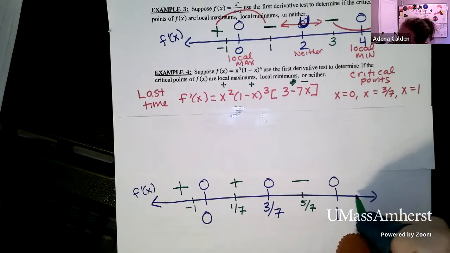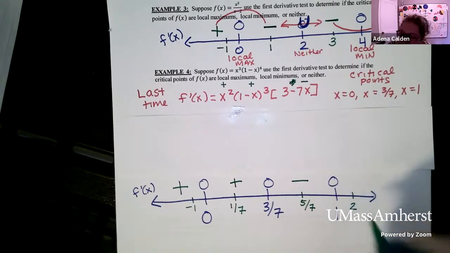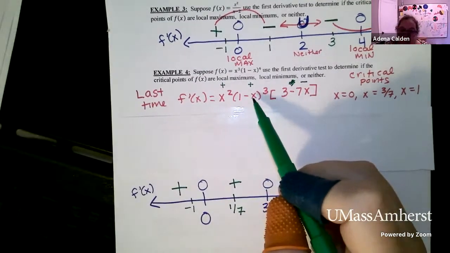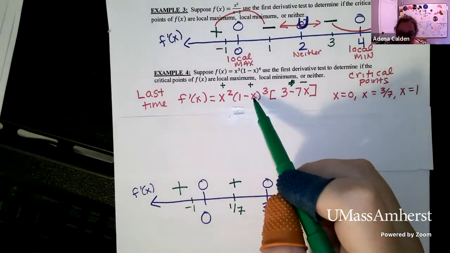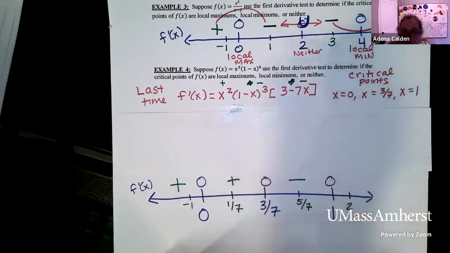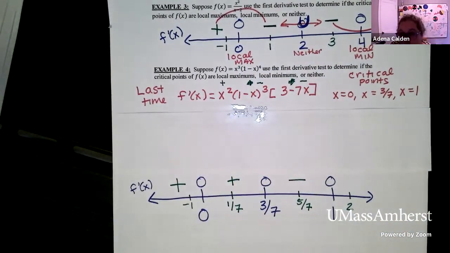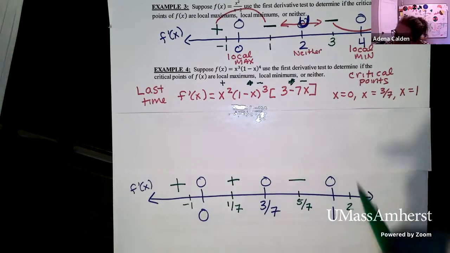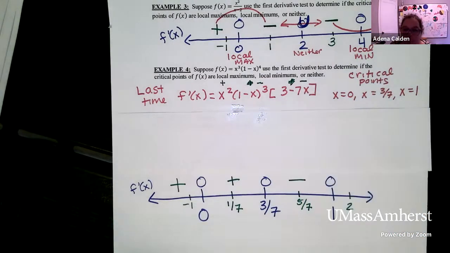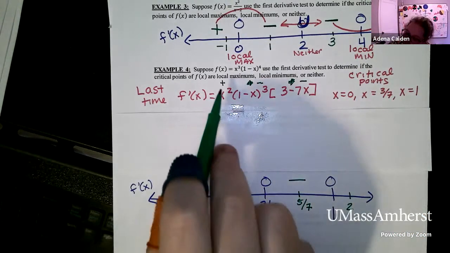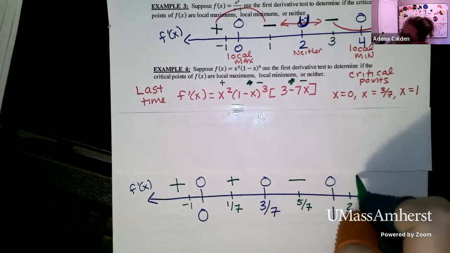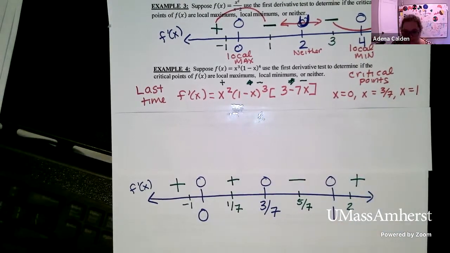And then I'm going to pick something bigger than 1. So I'm going to pick 2. 2 squared is positive. 1 minus 2 is -1. -1 cubed is negative, right? Because it's to an odd power. And then here, if I plug in a 2, I get 3 minus 14. 3 minus 14 is also negative. So I have positive times negative times negative. The negatives will cancel, and that will be positive.